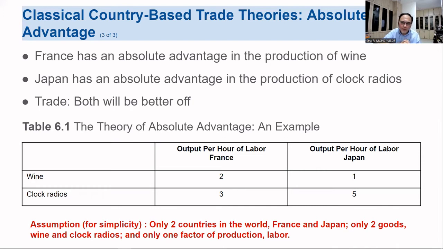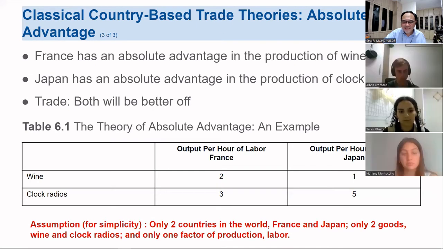But what if France, looking at these 2 products, is also very efficient at clocks, for example, they can produce 8 clocks in 1 hour? Would there be any trade between these 2 countries? Rather than 3, for example, France can produce 8.